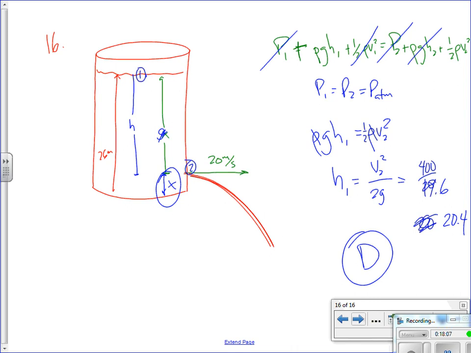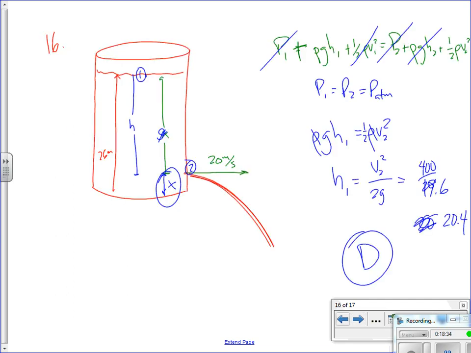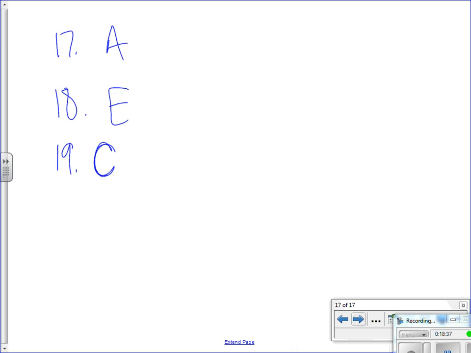Okay. 17. Bernoulli's equation is A. Repeating that. 18. Good one. 5 to 2 to 4. E. Flow rate always the same. 19. I will tell you it's C. All right, another Bernoulli, just basically like this, except easier. 20. D.